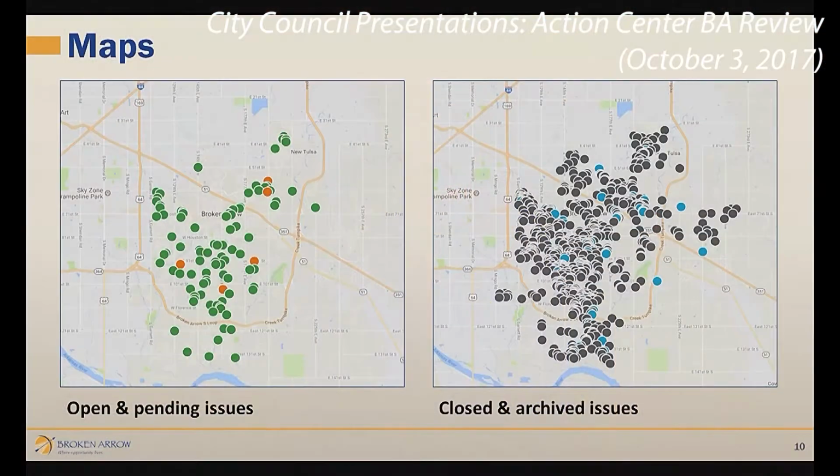Next, we have a couple of maps. I just mapped out open pending issues on the left and then all of our closed issues on the right. It's a pretty neat visual way to see what's going on. I didn't really see any pockets that weren't getting any issues submitted, so that's great. I think we have a lot of citizens all over town using it. We have 90 pending right now, so that's pretty normal during a month.